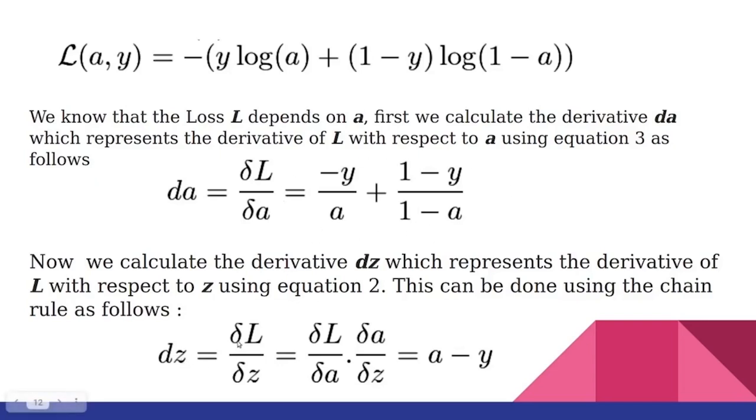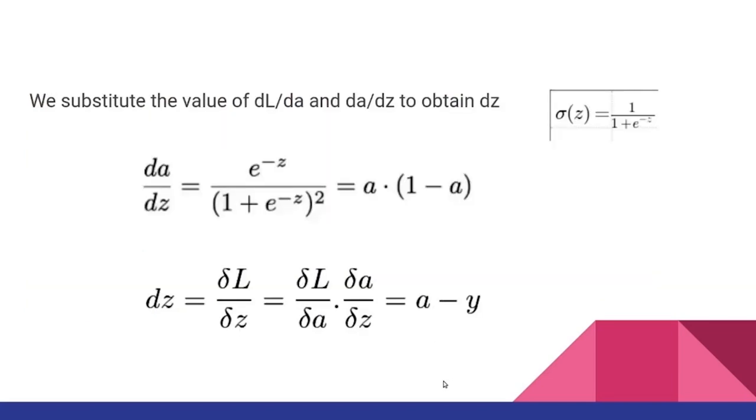Similarly, for dz, we have the formula, and what we can do to find dz is write it as the derivative of L with respect to A into the partial derivative of A with respect to Z, because these two terms cancel out. This is the chain rule in calculus, and it is equal to A minus Y. And you can see the explanation in the next slide. What A is actually equal to is sigmoid of Z, which is 1 by 1 plus e to the negative Z.